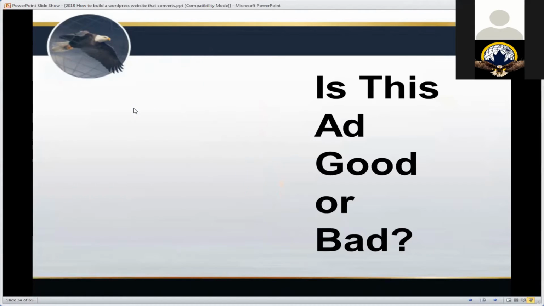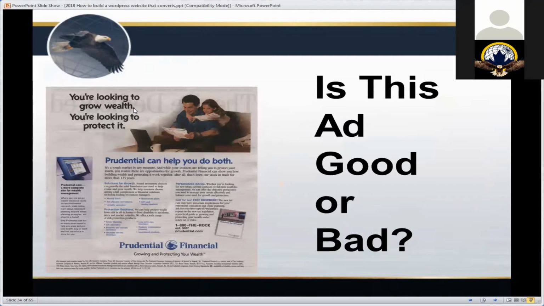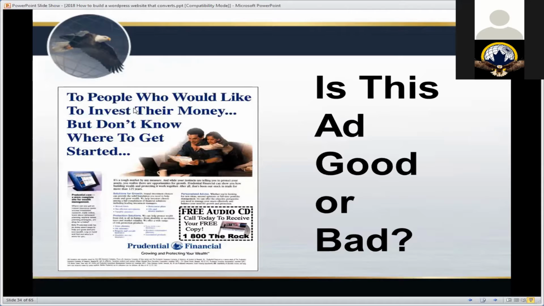And again, all we did, and you take a look here, you're looking to grow wealth. You're looking to protect it. So here we have the people who would like to invest their money but don't know where to get started. Which headline is a little bit better? And that's what we're looking for. We're looking for you to create a headline bank that is going to be able to be tested and measured, generating leads for your specific WordPress website.